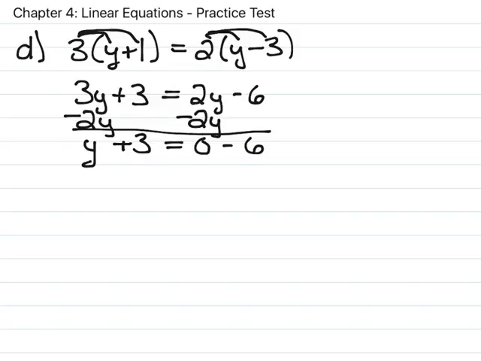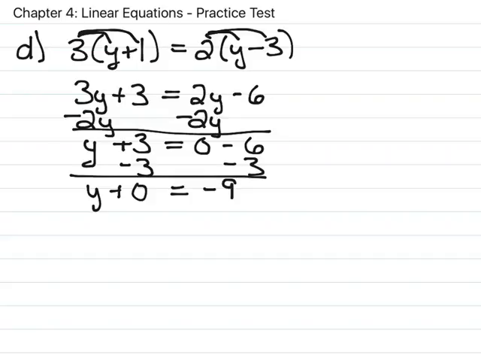So we're going to subtract 3 from both sides. Then we have y plus 0 will be equal to negative 6 minus 3 is equal to negative 9. Y equals negative 9. And we're going to check it. But we're not going to have room up there, so I'm going to check it below.